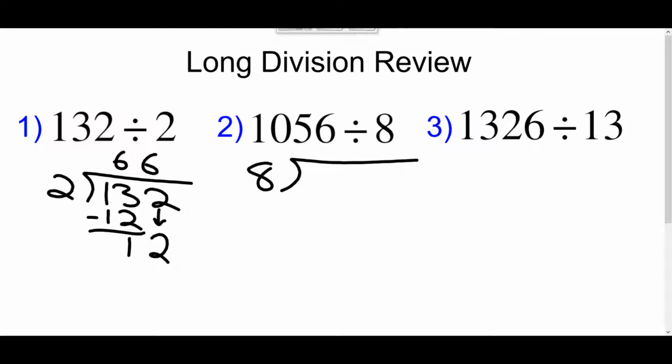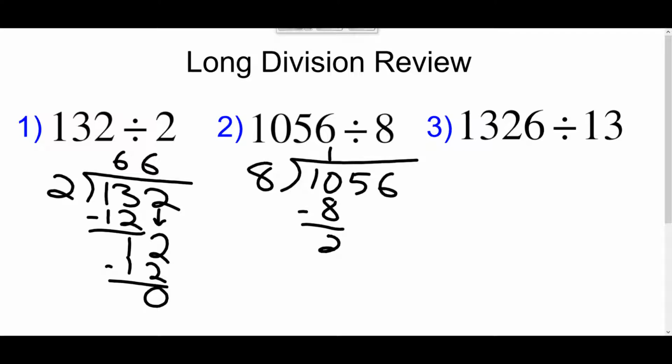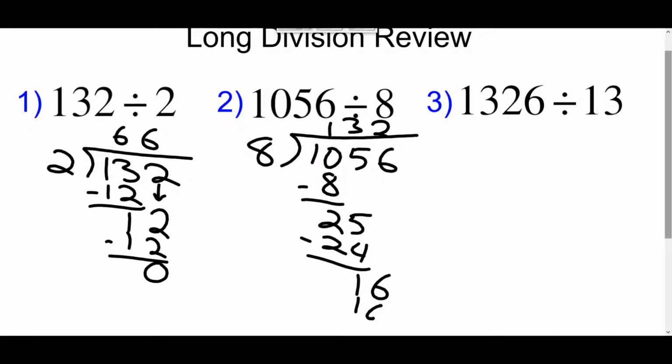All right, 8 goes into 10 one time with leftover 2. Bring the 5 down. Okay, 8 times 3 is going to be 24. Get 1 left over and bring the 6 down. 8 goes into 16 2 times. And we can finish it off saying 16 minus 16 is 0.